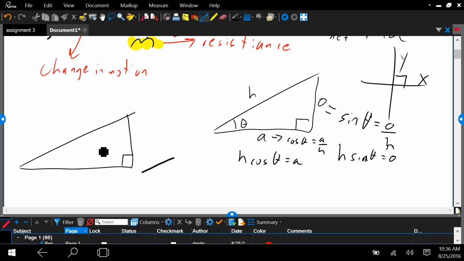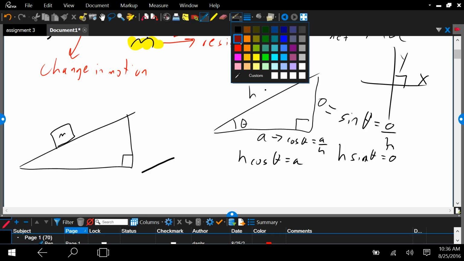And on our inclined plane, we shall put a box, right, of mass m. And this box of mass m is going to be sitting perfectly still. Friction is going to hold it in place.